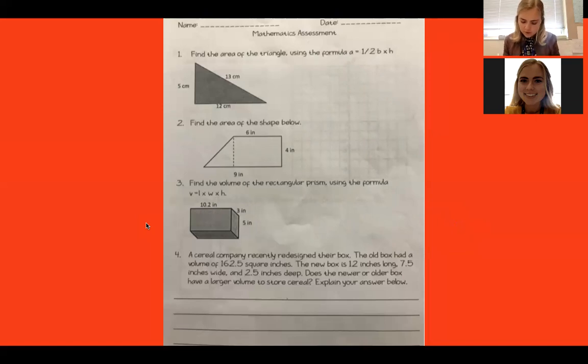So let's find out what the volume of the new box is. So the new box is 12 by 7.5 by 2.5. So let's multiply all of those together to find the volume. So volume equals 12 times 7.5 times 2.5. Okay, so let's do 7.5 times 2.5 first of all.